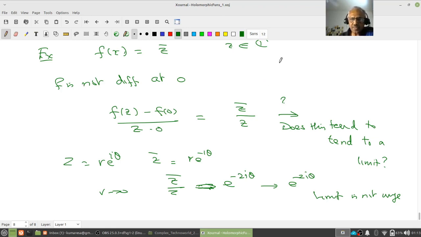Now, the same thing you can apply to show it is not differentiable at any a. How will I write? Write z as a plus r e power i theta. Okay, do the similar trick. Okay, I leave this to you.